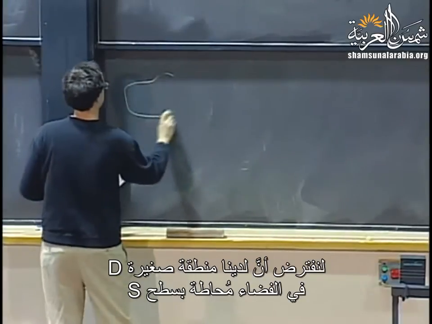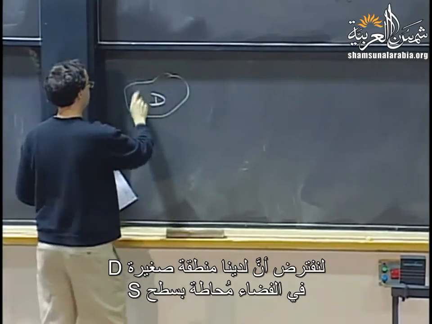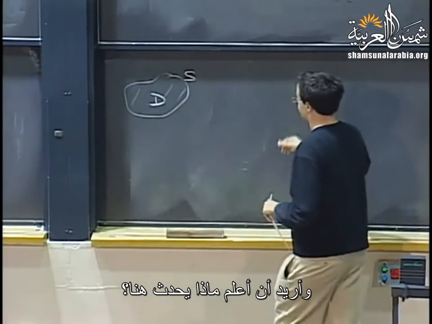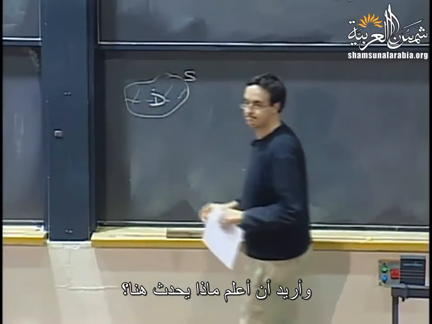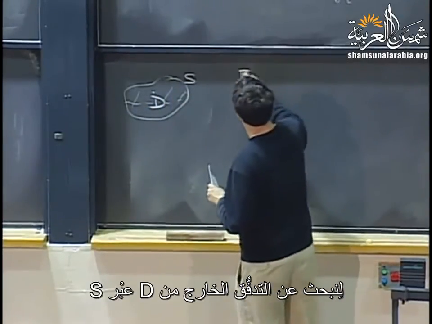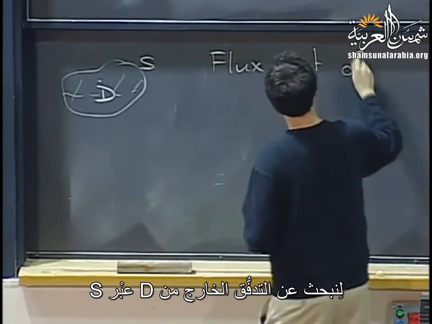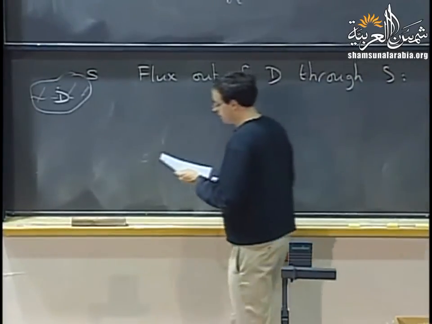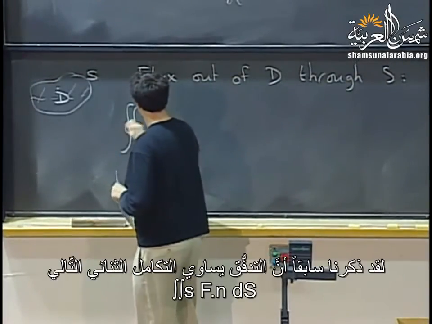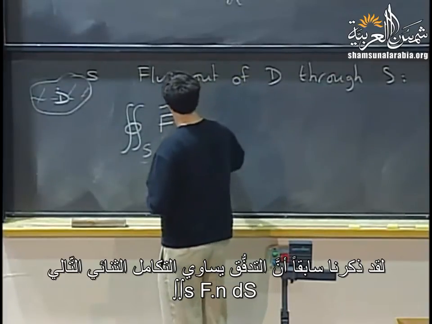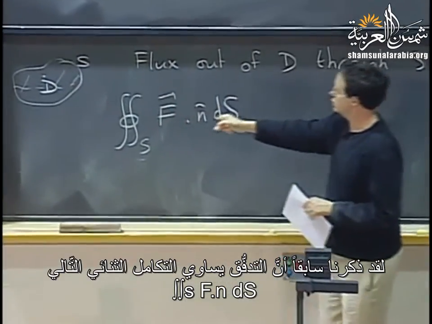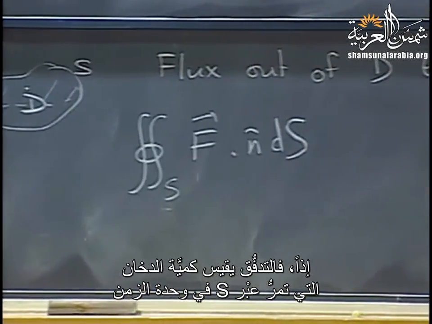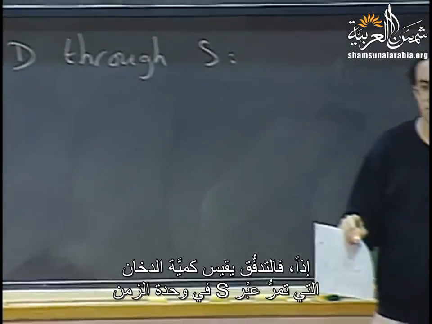So let's take a small region in space, D, bounded by a surface S. Okay, so I want to figure out what's going on in here. So let's look at the flux out of D through S. Well, we said that this flux would be given by the double integral on S of F dot n dS. So this flux measures how much smoke is passing through S per unit time.